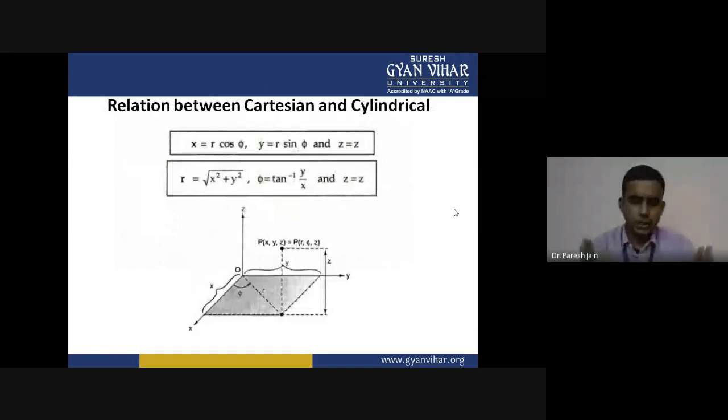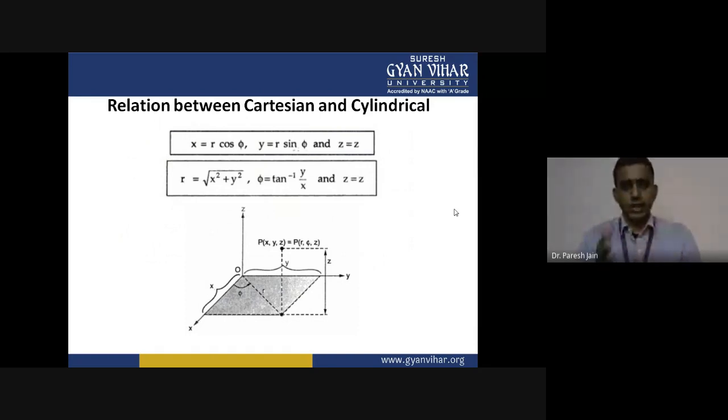In the next section, we have the relationship between the Cartesian coordinate system and the cylindrical coordinate system. In the previous lecture, we already discussed the Cartesian coordinate system. In the Cartesian coordinate system, we define the values of x, y, z. X, y, z are scalar quantities, and we have already discussed the dot product and the cross product of these three quantities.